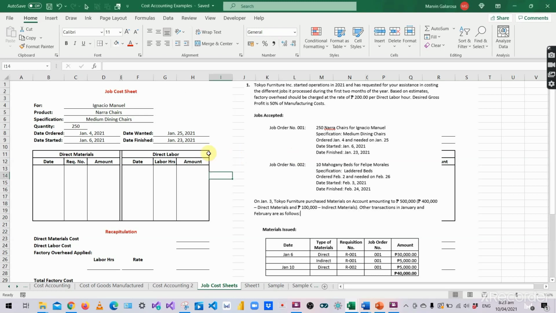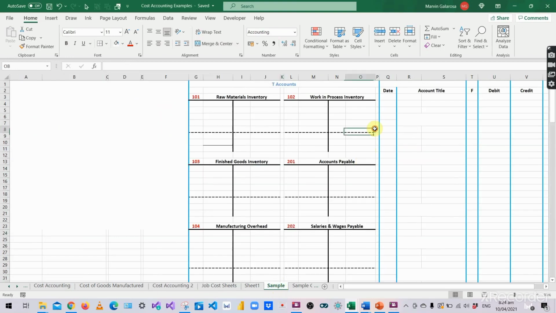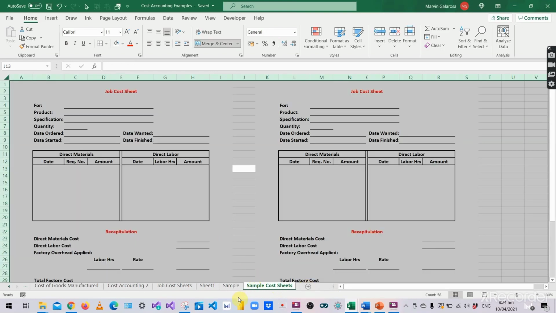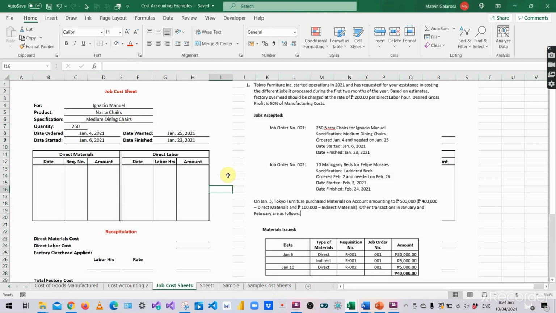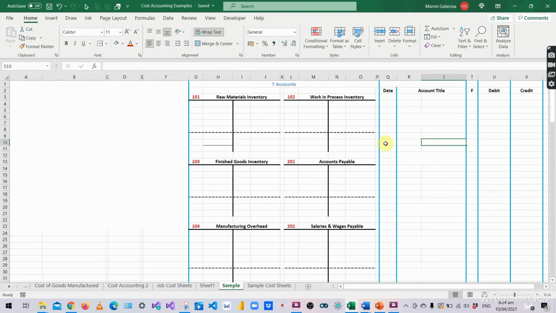Actually, sa practice, ang una mong ma-accomplish na magawa is yung mga job cost sheets bago ka makapag journal entry and mag-post sa ledger. Lalong-lalo na if ang work mo is sa isang accounting firm, ang mangyayari niyan, gagawin muna ng business lahat ng business documents. And then, pagkatapos nun, at the end of the month, isasubmit nila yan sa'yo. So, ang makukuha mo sa kanila, ito na, mga cost sheets na. As well, yung mga supporting documents nito. And then, after nun, saka ka lang makakapag-journal entry and makakapag-post.